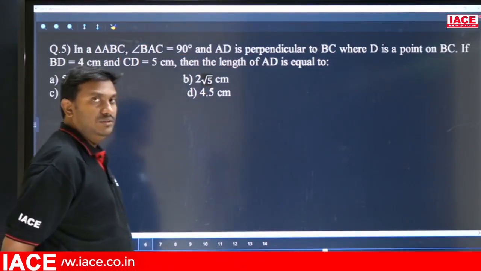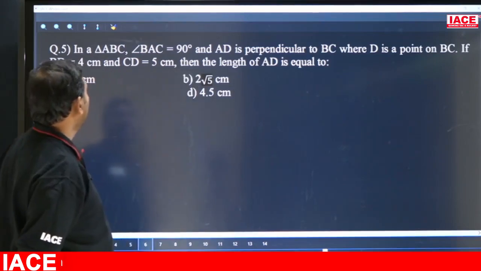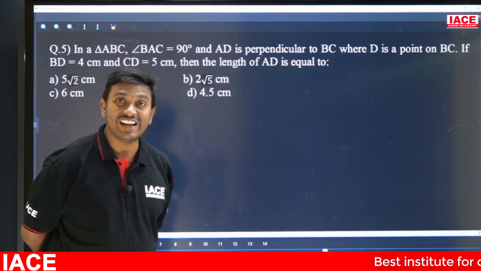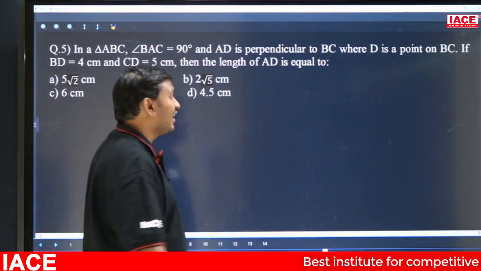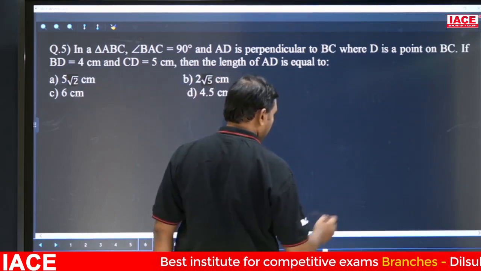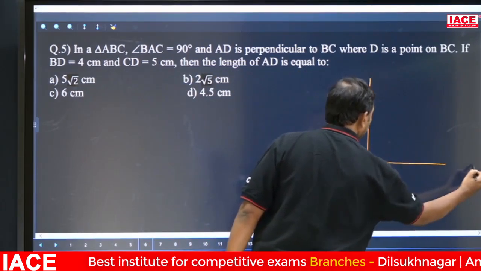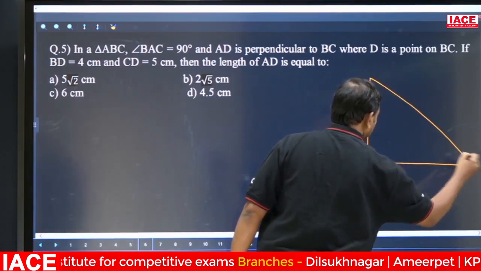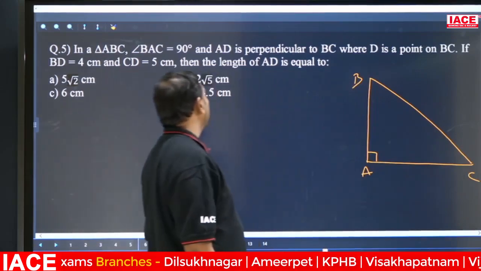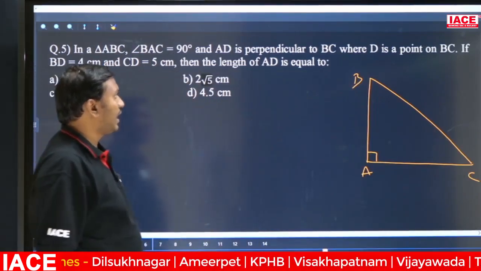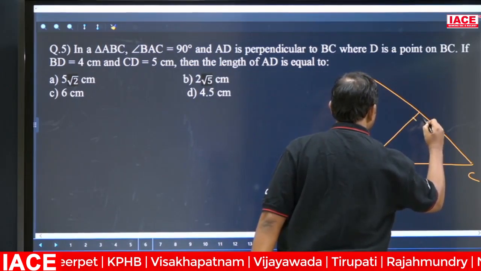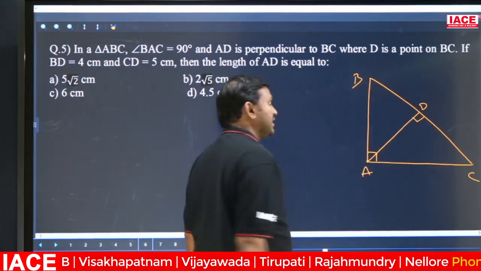Question 5. See, geometry question. In triangle ABC, angle BAC equals 90 degrees. 90 degrees means which triangle is it? A right angled triangle, right angled at A. BAC is a right angled triangle and AD is perpendicular to BC.